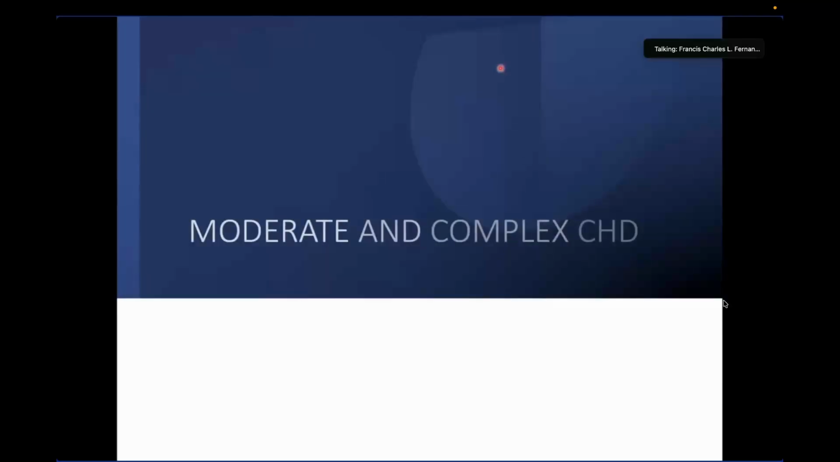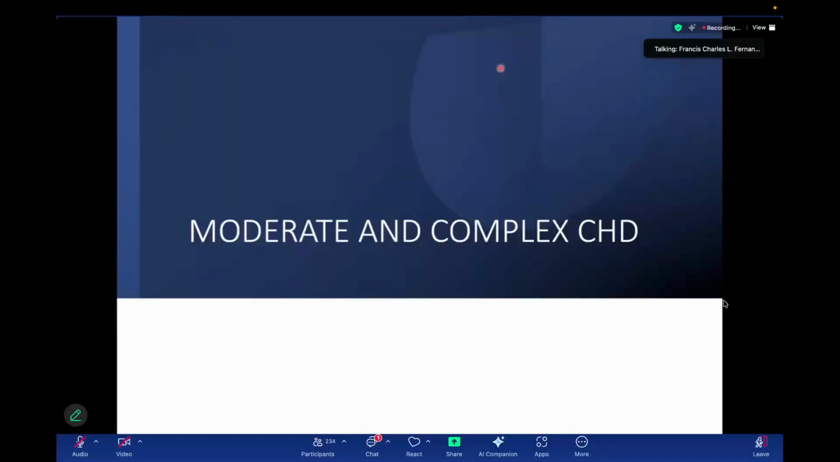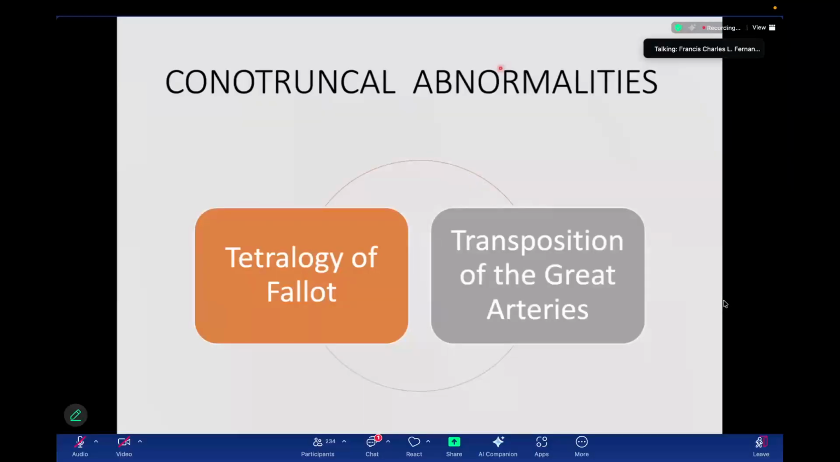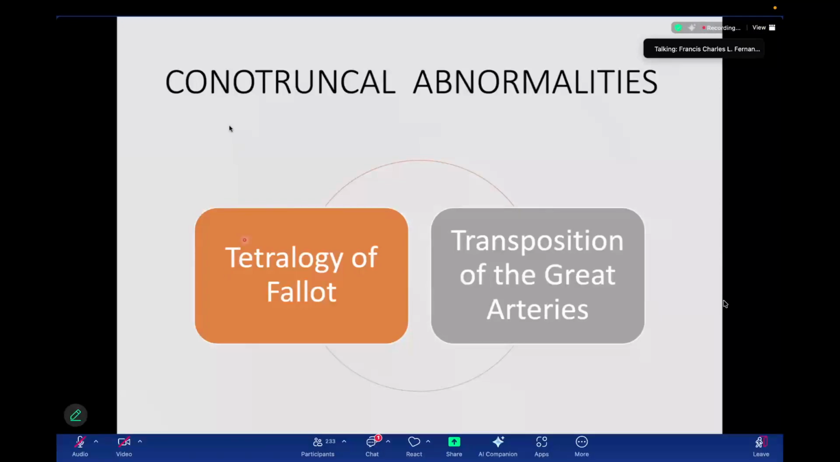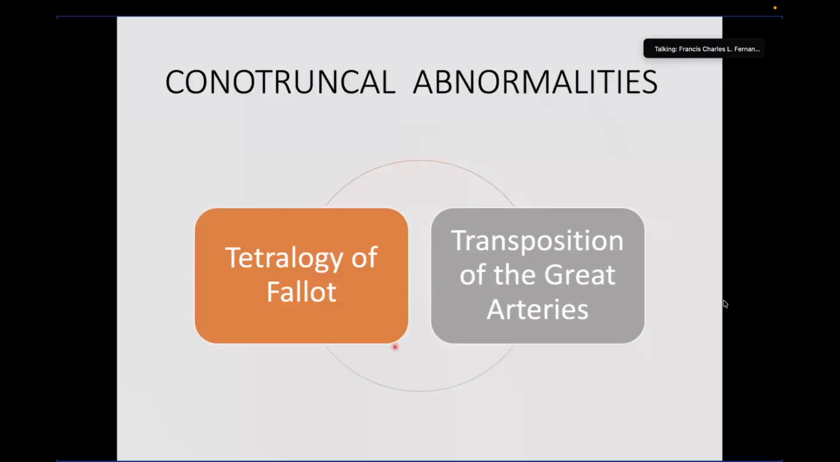Okay, so next, the more moderate and complex congenital heart diseases. So conotruncal, you know that these are cyanotic at birth. So if they do get carried into adult life, it is probably because they underwent surgery. Okay, so TOF and TGA, the transposition of the great arteries.